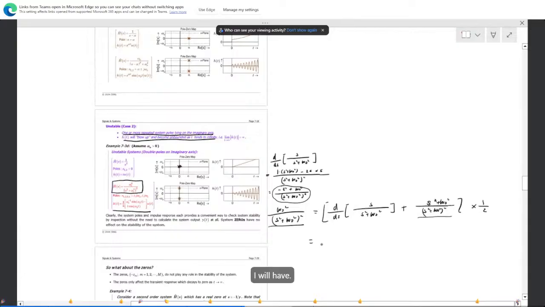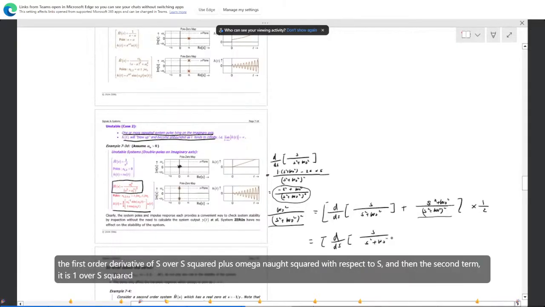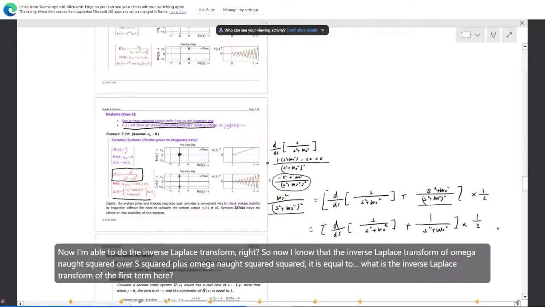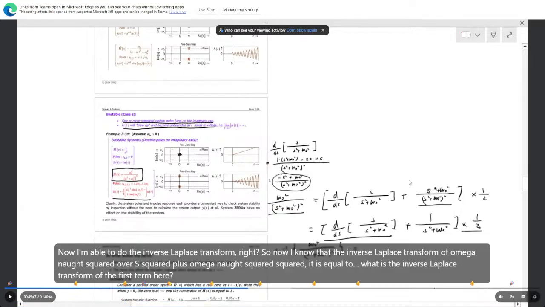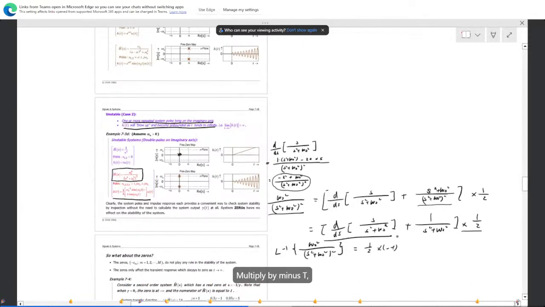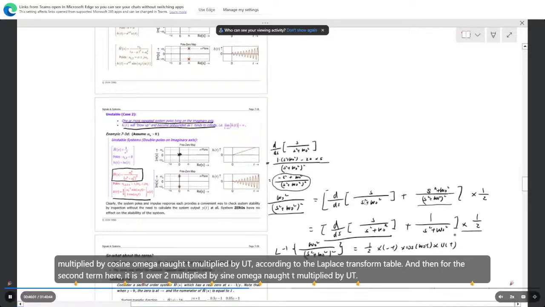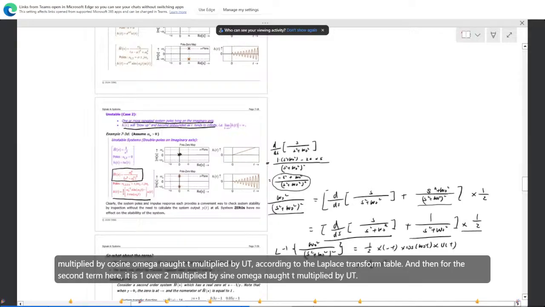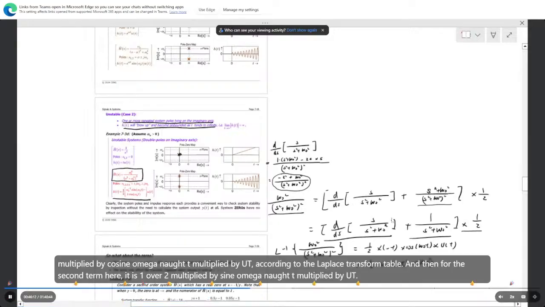So now let's do it. Here I will have the first order derivative of s over s squared plus omega naught squared with respect to s, and then the second term is 1 over s squared plus omega naught squared, and the whole term is multiplied by 1 over 2. Now I'm able to do the inverse Laplace transform. The inverse Laplace transform of the first term is 1 over 2 multiplied by minus t multiplied by cosine omega naught t multiplied by ut, according to the Laplace transform table. And for the second term, it is 1 over 2 multiplied by sine omega naught t multiplied by ut.